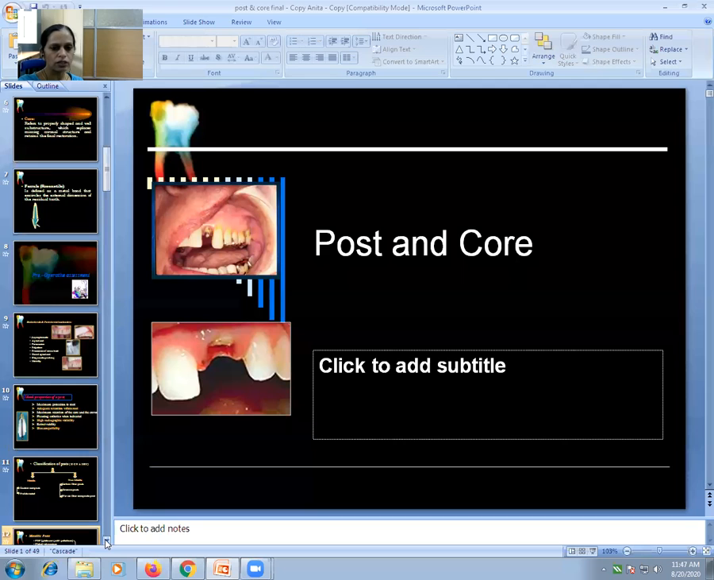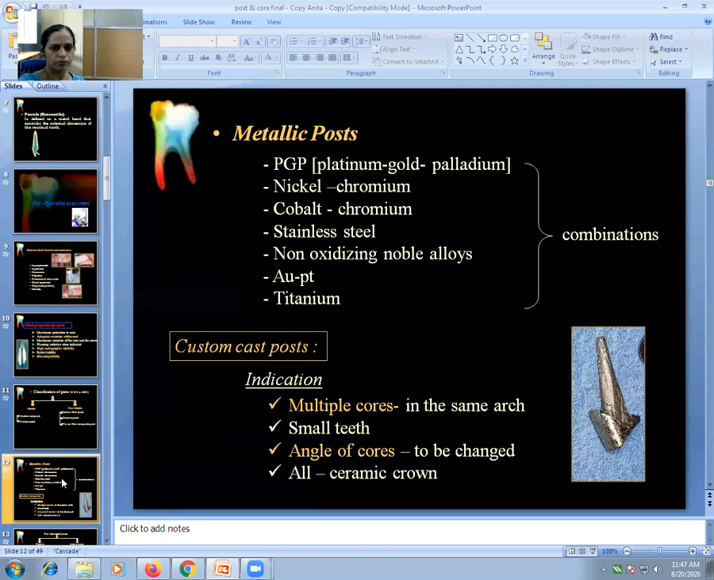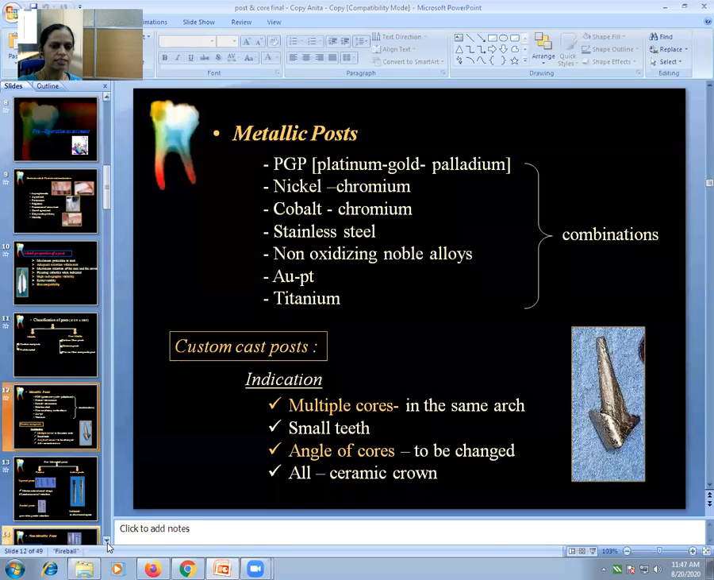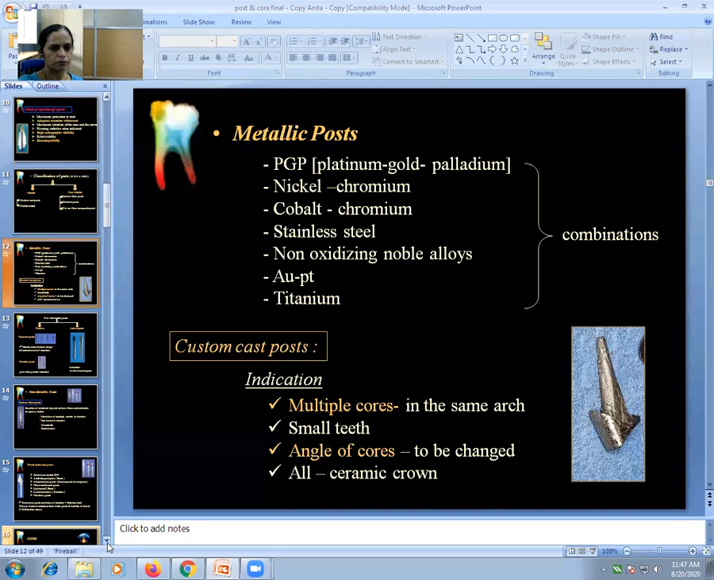Today we are going to learn about the core. In posts, another classification is whether it is prefabricated or whether it is casted. If it is casted, it is known as a custom cast post. This is another classification of posts. So you know the different classifications of the post.